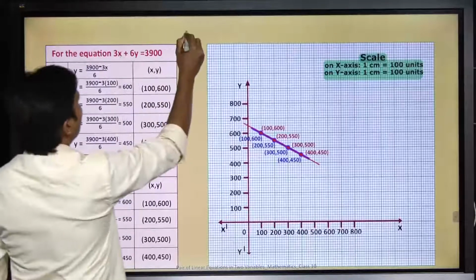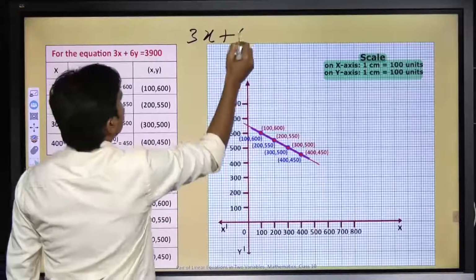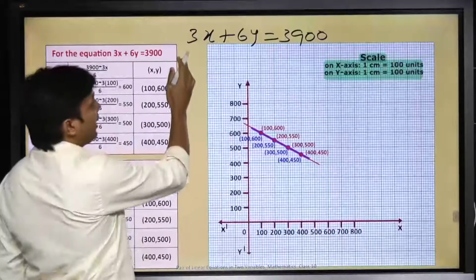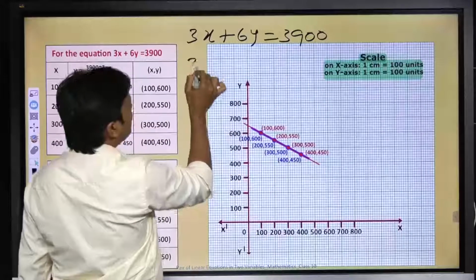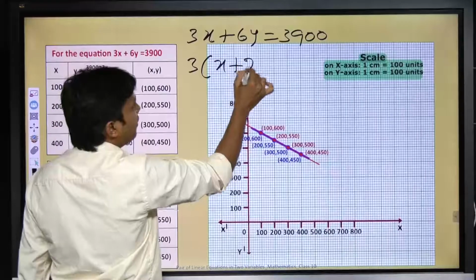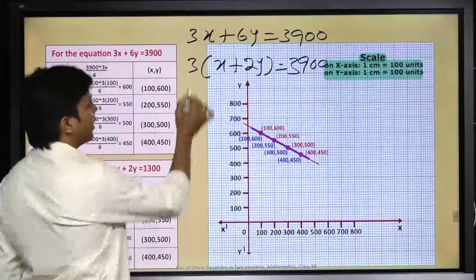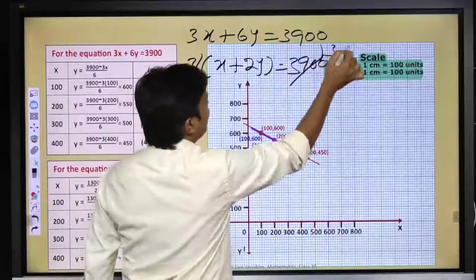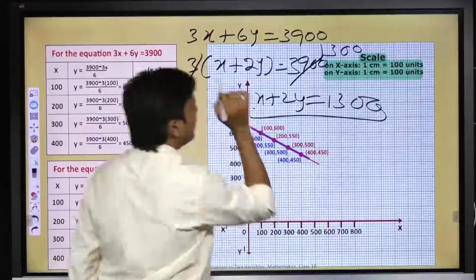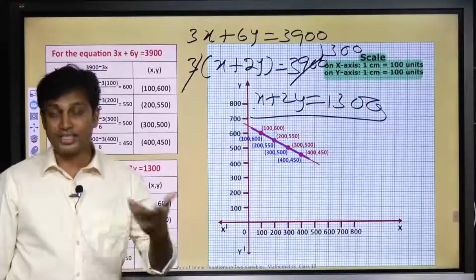See this here. The first equation is 3x plus 6y equal to 3900, isn't it? Now if you take common 3 from this LHS part, what happens? 3 into this is x. Since we took common 3, 2y will be left over, so 2y is equal to 3900, right? So when you cancel this with 3, it goes 1300 times. So x plus 2y equal to 1300. So is this equation representing the second one or not?